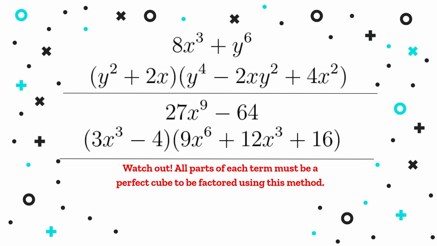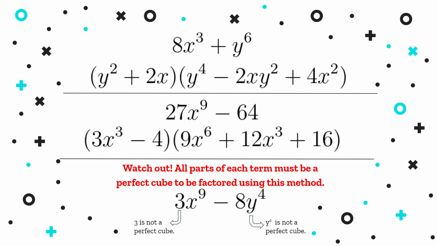It is important to keep in mind that all parts of each term must be a perfect cube in order to be factorable using this method. So in this example, which is 3x to the 9th minus 8y to the 4th, the number 3 is not a perfect cube, and y to the 4th is also not a perfect cube.